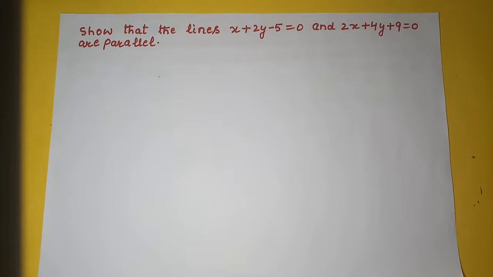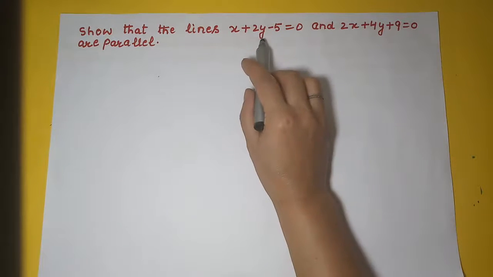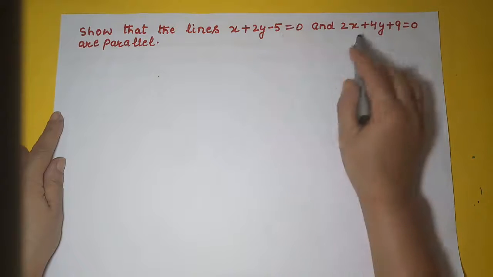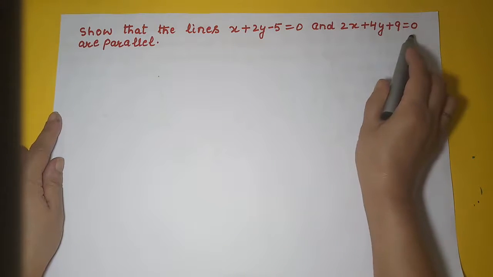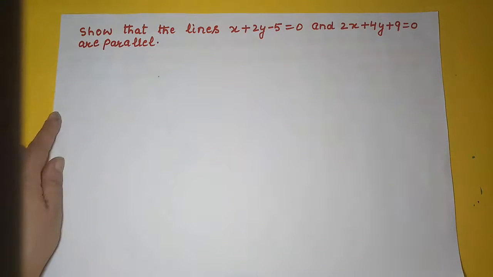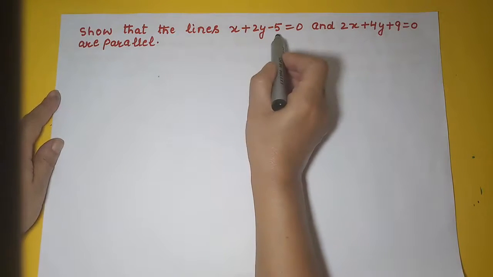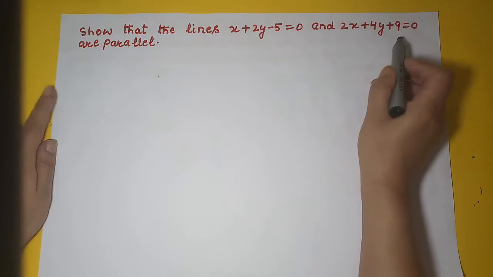In this video, we are continuing with the equation of a straight line. Now he's saying that show that the lines x plus 2y minus 5 equal to 0 and 2x plus 4y plus 9 equal to 0 are parallel. Now we know that when are the lines parallel? When their slopes are equal, right? So we need to find the slope of this line and the slope of this line.